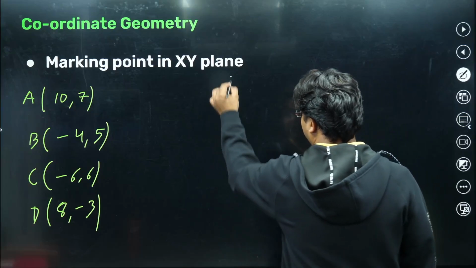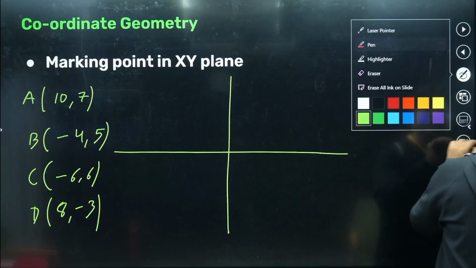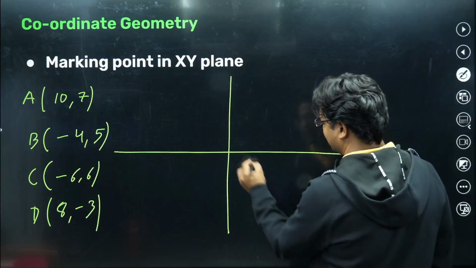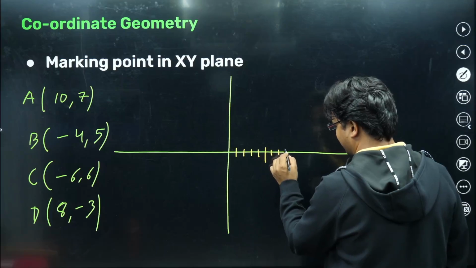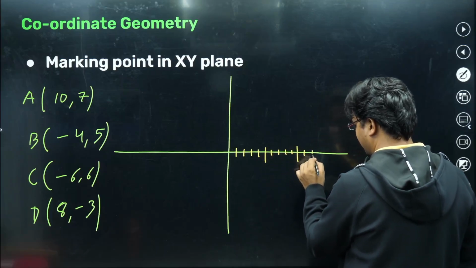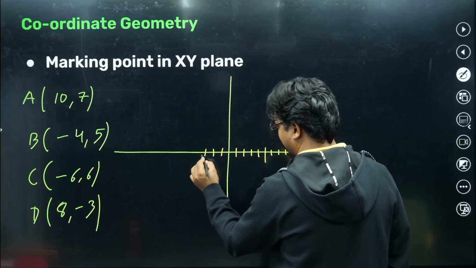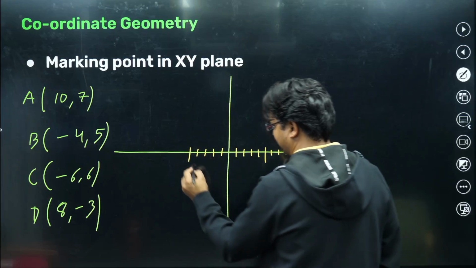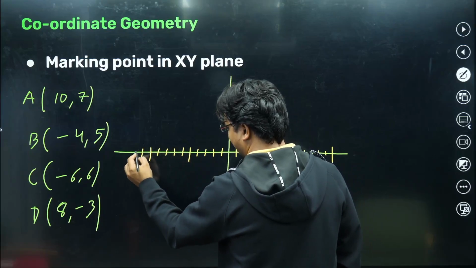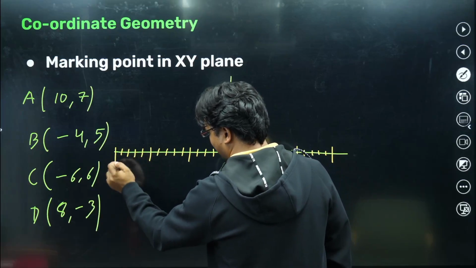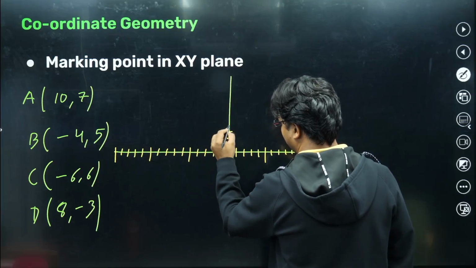I will first make the coordinate axes, and I will also make some divisions. So 1, 2, 3, 4, 5, 6, 7, 8, 9, 10, 11, 12, 13, 14, 15. Here also let's do it: 1, 2, 3, 4, 5, so that is -5 actually. 6, 7, 8, 9, 10, that's -10. 11, 12, 13, 14, -15. In the y direction, 1, 2, 3, 4, 5.